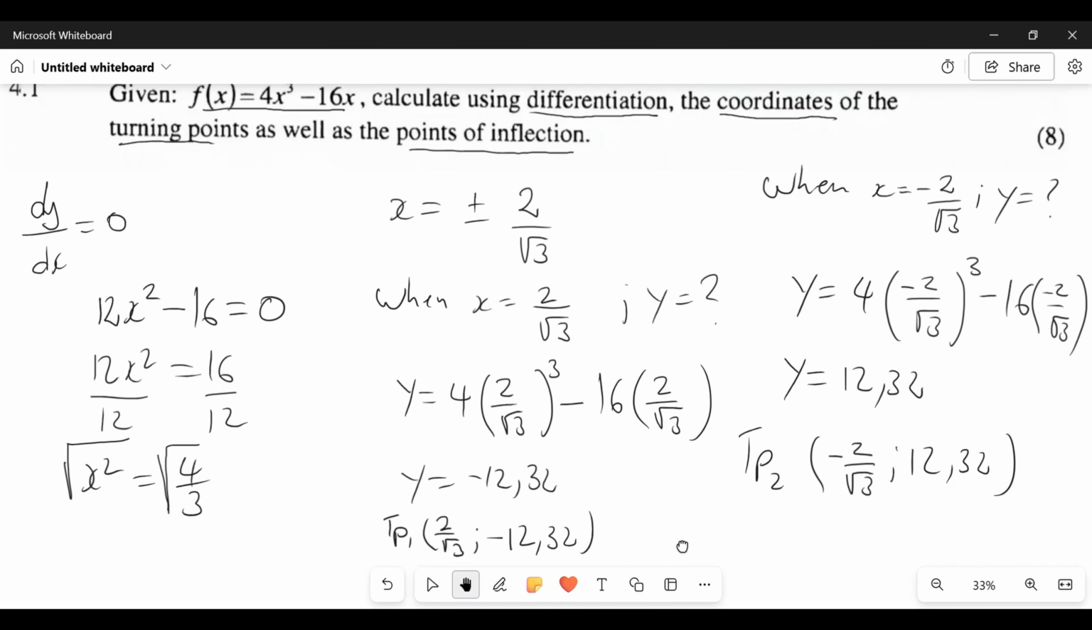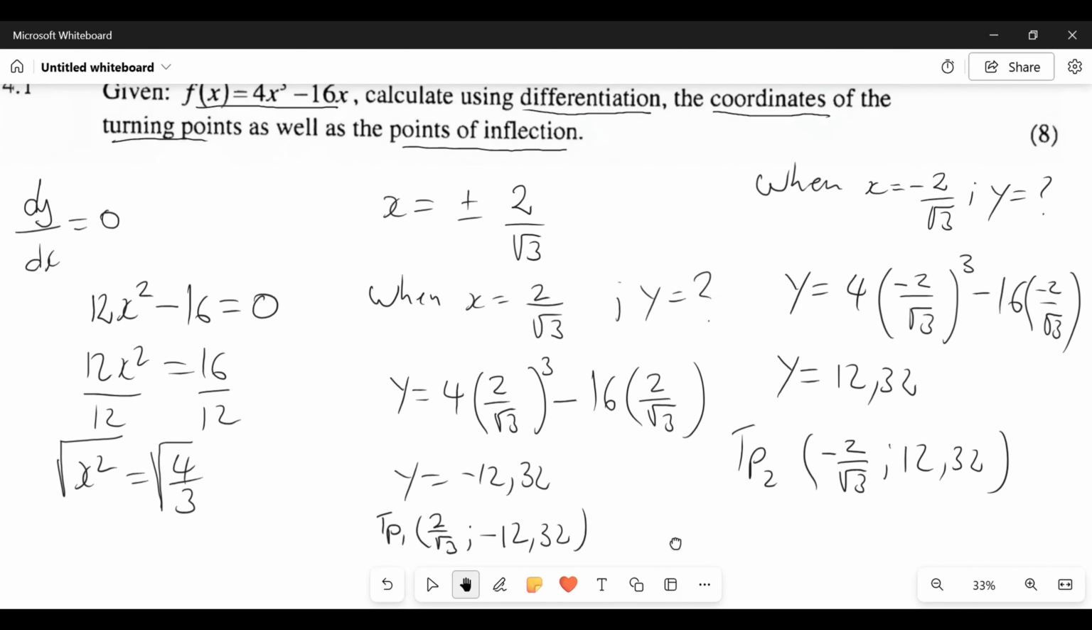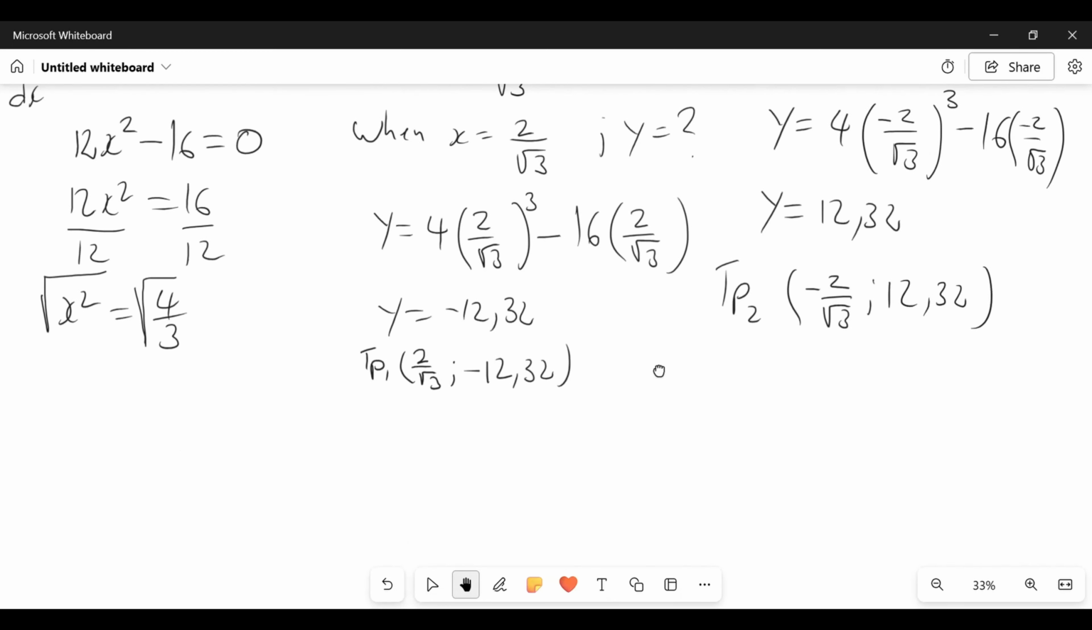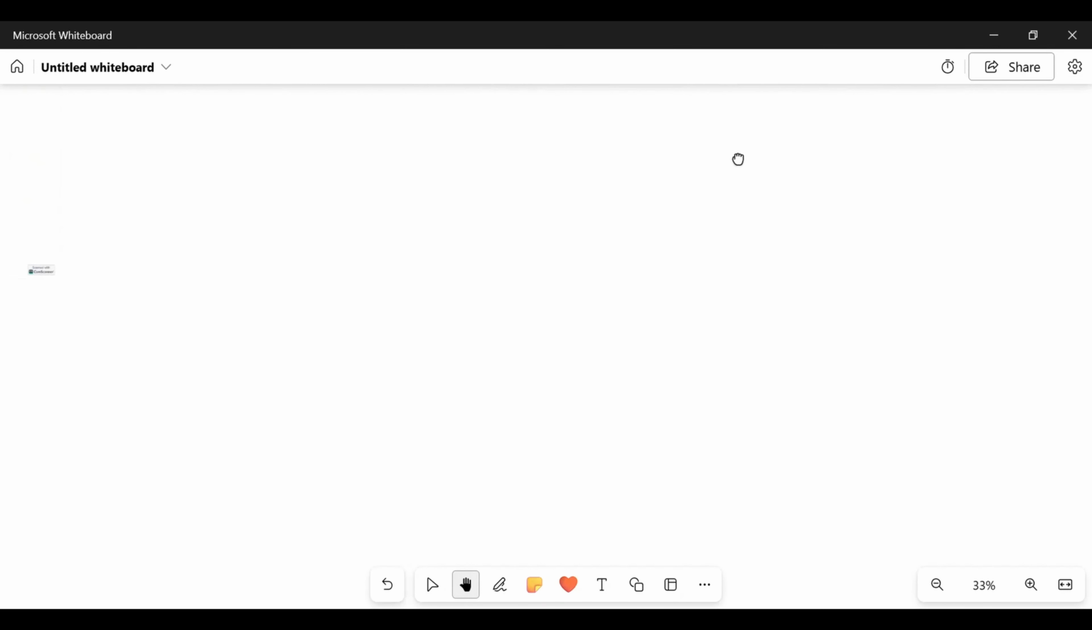Now the second part of this question is to calculate the point of inflection. Now I'm gonna continue here, guys, and let me just rewrite the question. So the question goes like this. We can say y is equal to 4x cubed minus 16x. What we have here, guys, is that when you calculate the point of inflection, you have to derive this equation 2 times, and it should be equal to 0.